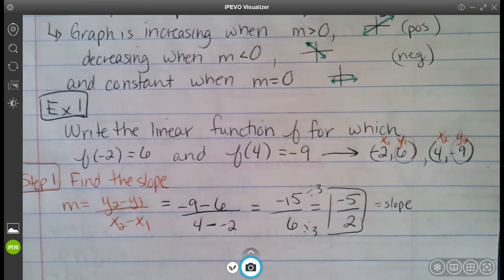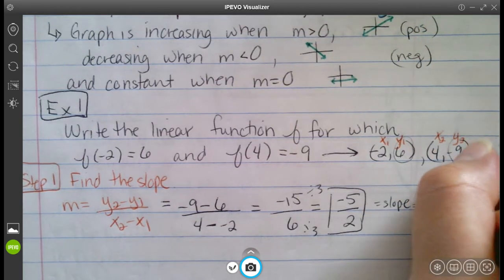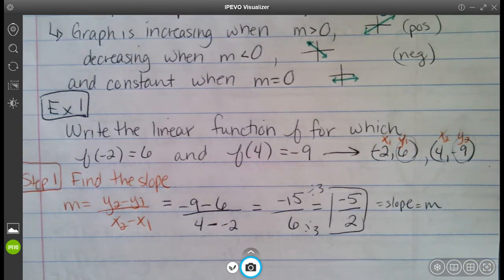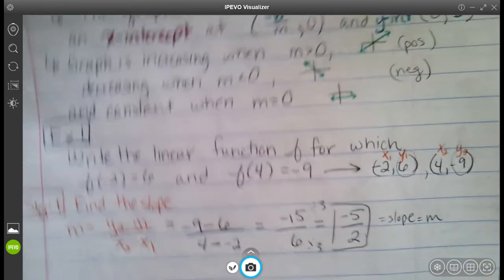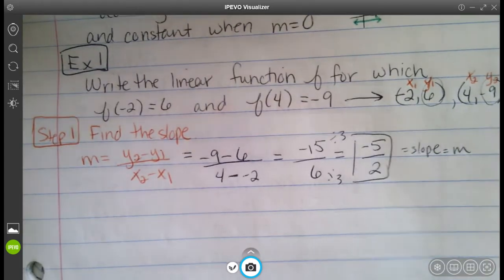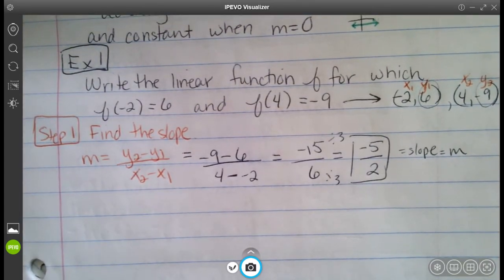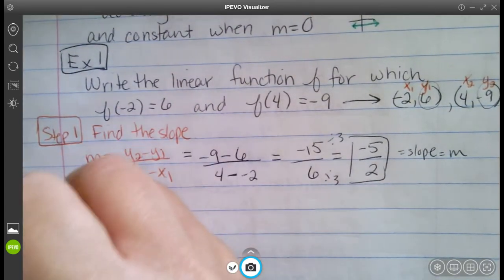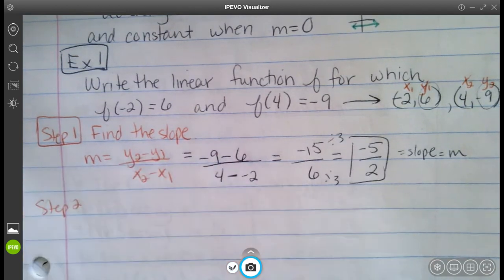And now that we have the slope, which is also our m, we can go ahead and use the point slope formula to find the actual equation, because we want to know the y equals part. What is this, or f of x equals if you want. So I'm going to go ahead and do step 2 now.